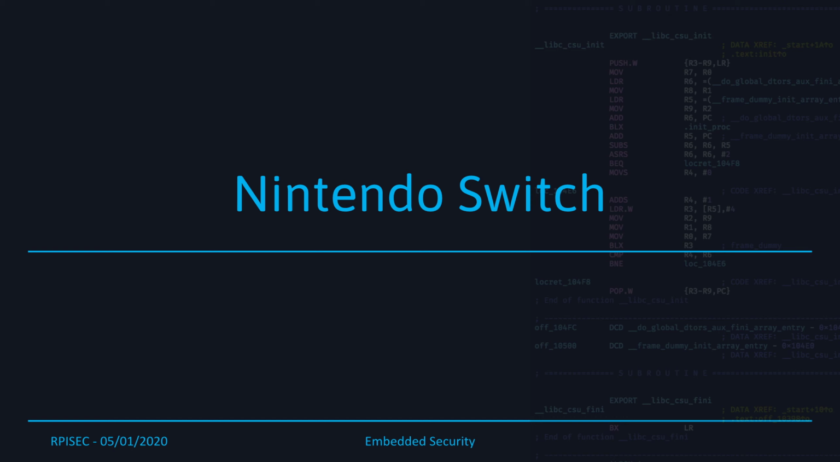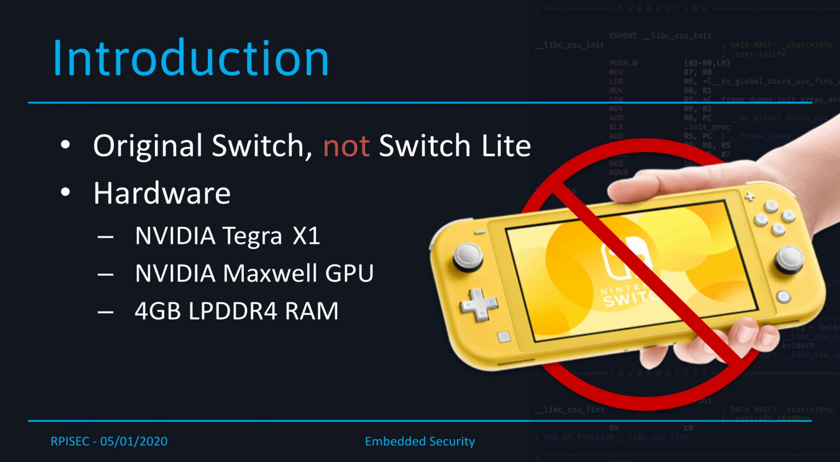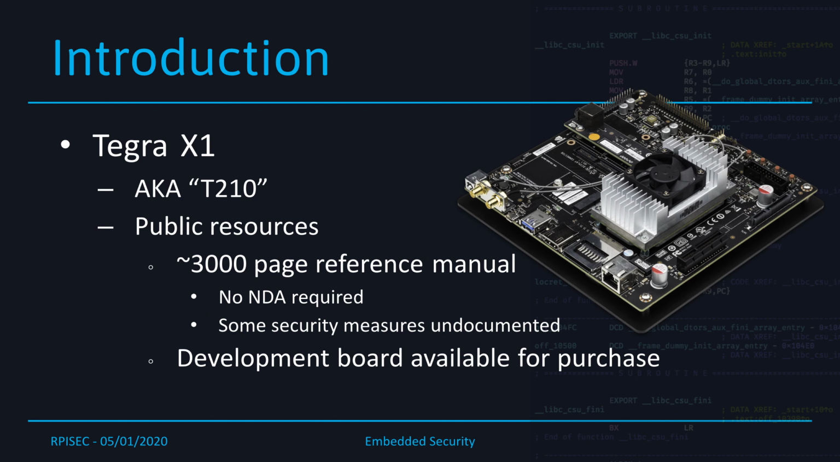So the Nintendo Switch, I'm sure everyone knows what it is. We will be talking about the original Switch, not the Switch Lite. The Switch Lite has new hardware and is very different. The hardware of the original Switch is an NVIDIA Tegra X1 system on a chip, and it contains a Maxwell GPU, 4 gigs of RAM. It's a pretty powerful machine for a mobile console, one of the most powerful we've seen ever, basically.